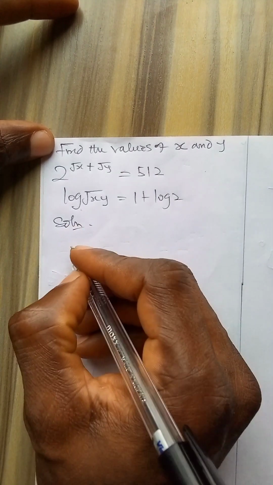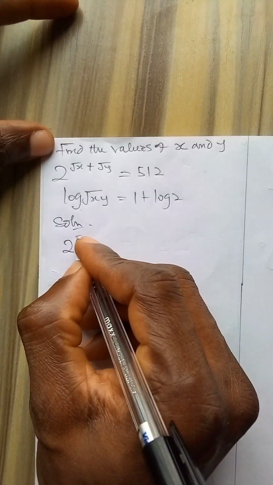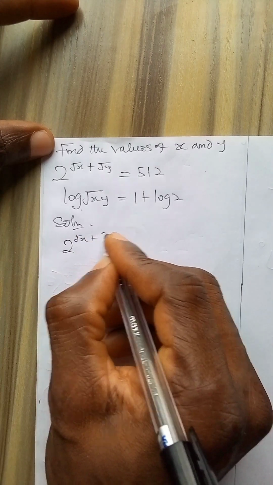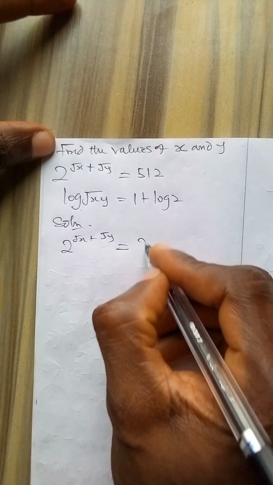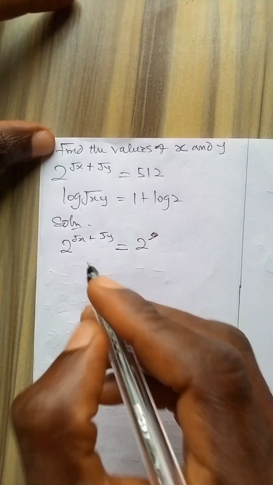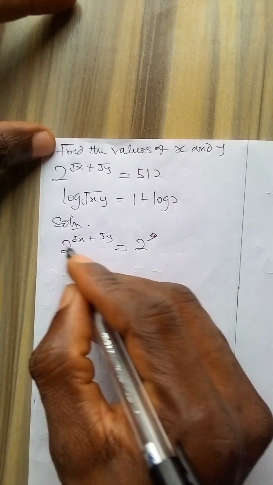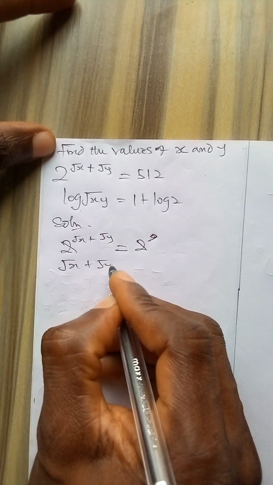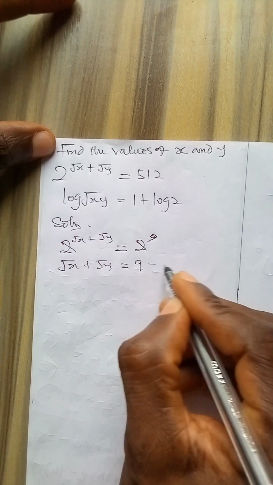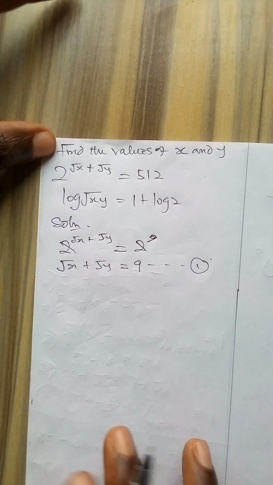To simplify equation 1, we have 2 to power root x plus root y is equal to 512, which can be written as 2 to power 9. Now, since the bases are the same, we will take the powers. Root x plus root y is equal to 9. Let us call this equation 1 properly.